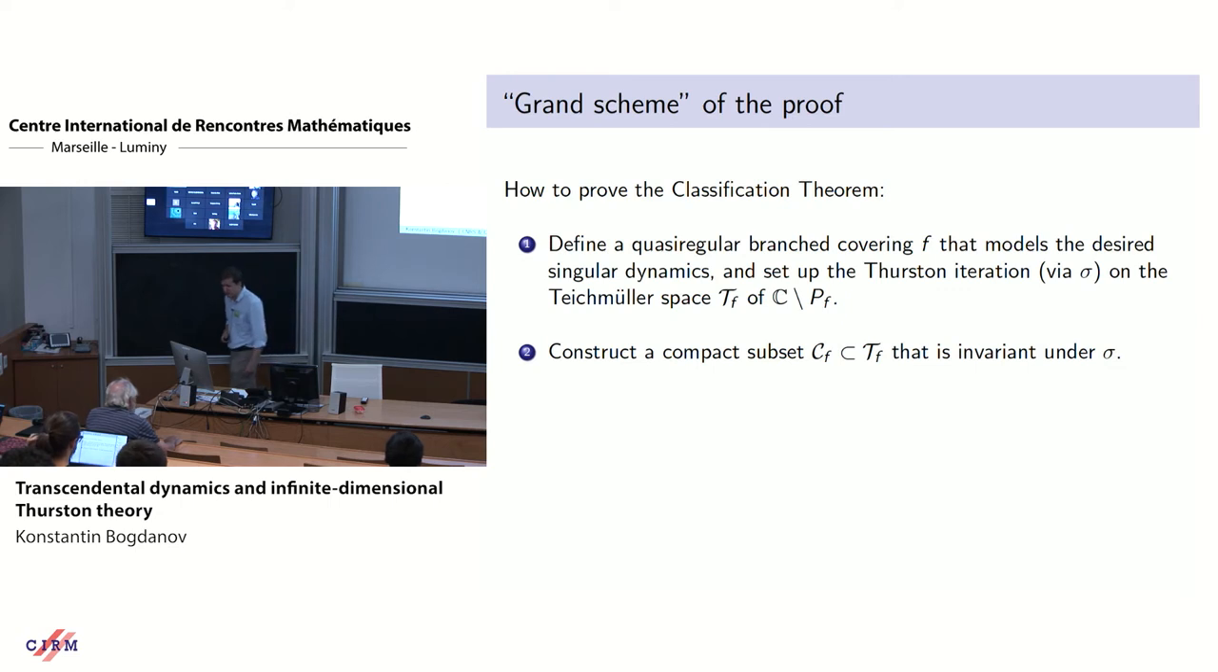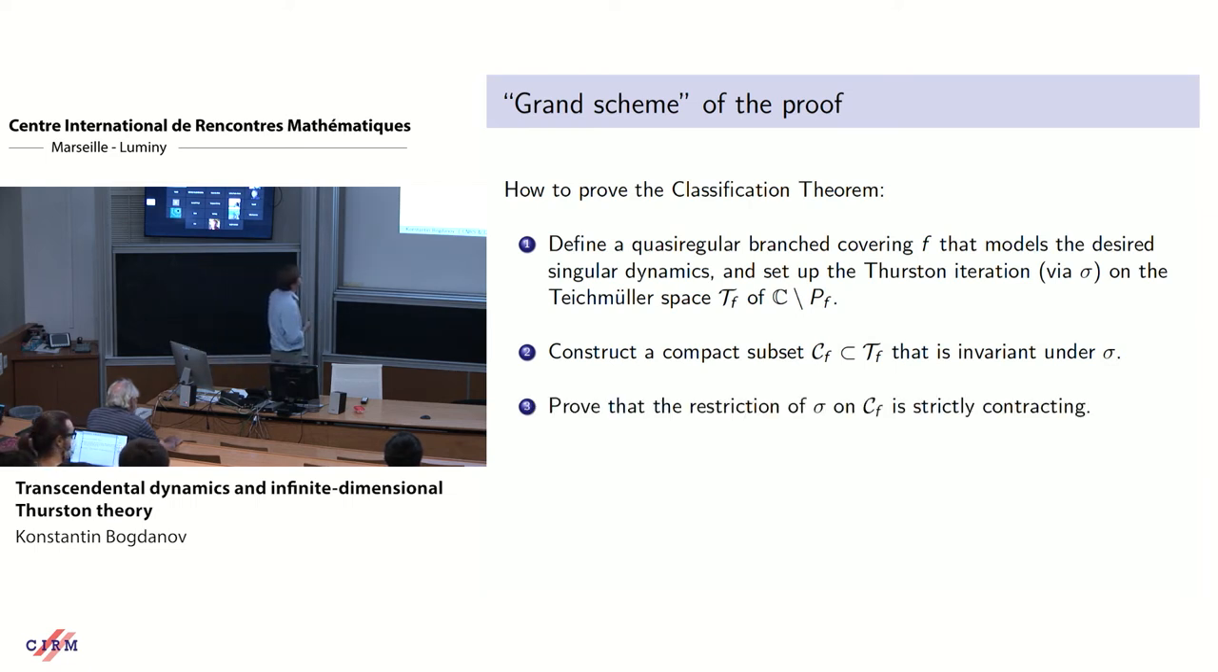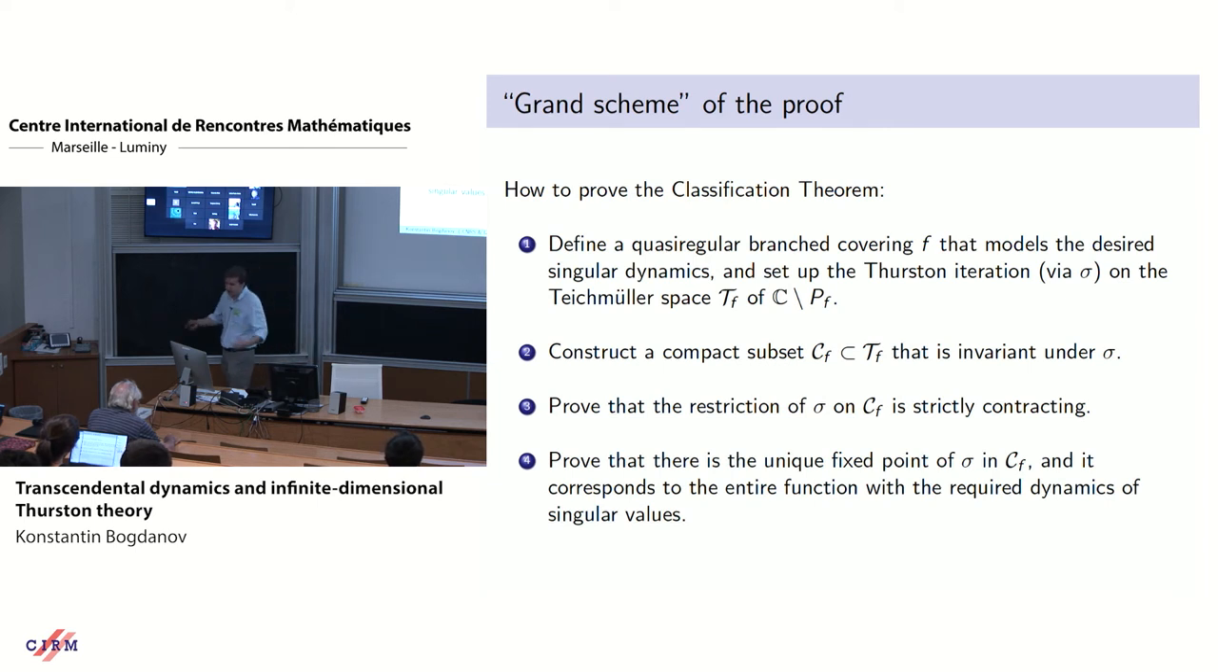Then we construct a compact subset of this Teichmüller space that is invariant under sigma, a very special compact invariant subset, such that the restriction of sigma to it is strictly contracting. Strict contraction of sigma is easier to prove on this subset. And then finally, we prove that there is a unique fixed point of sigma in this compact invariant subset. It corresponds exactly to the desired function. Basically, item 4 almost follows from items 2 and 3, by an argument almost like in the Banach fixed point theorem. You just have a compact subset, and a continuous map sigma defined on it which is strictly contracting. Then it must have a fixed point, this one.